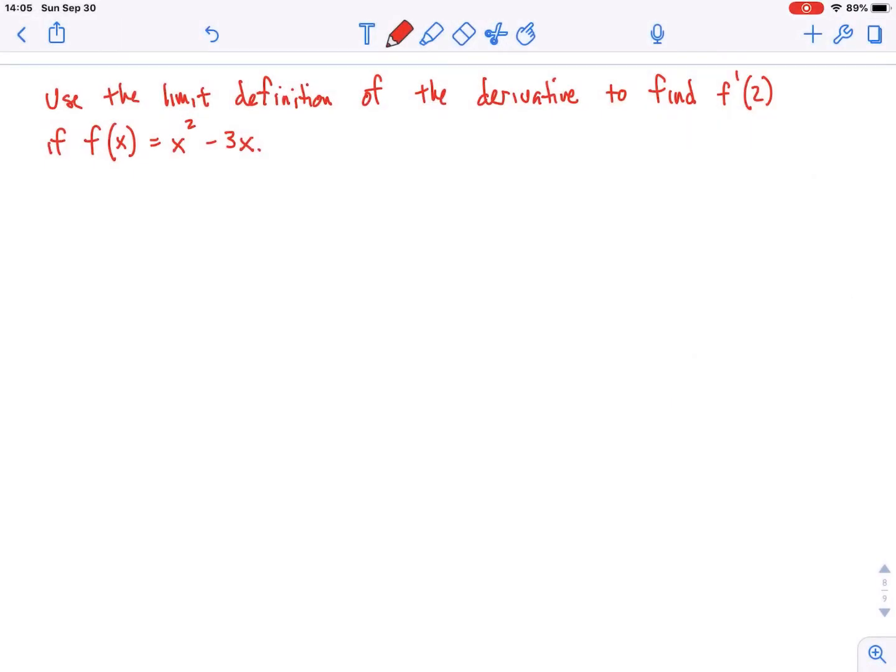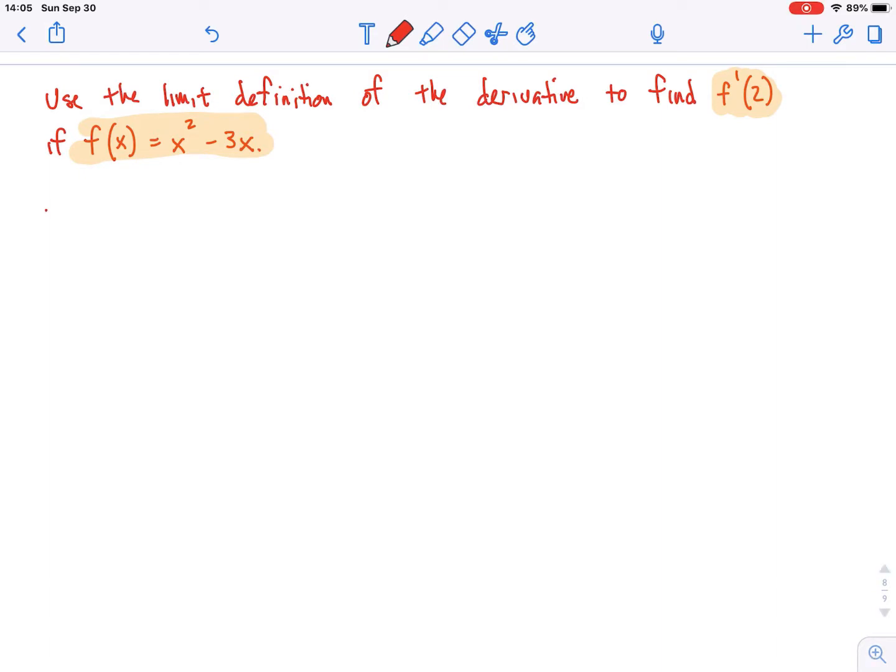Hey everybody, so let's take a look at using the limit definition of the derivative to find the value of a derivative for a given function. So you can see here I have f of x is equal to x squared minus 3x, and I am asked to find f prime of 2. You may know some other little tricks to find this value, but I'm asking you specifically to use the limit definition of the derivative, which means you must use the limit definition of the derivative to do this.